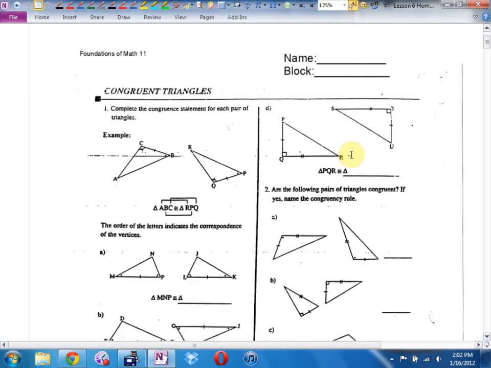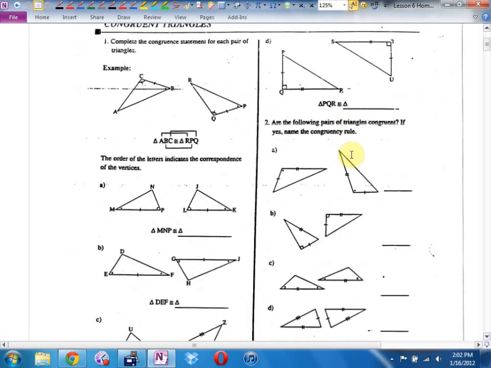Example 1A says, write the corresponding congruency. So triangle MNP is congruent to triangle what? What goes with M? K, J, L, Y. What congruency rule do I have here? Side, side, side? No. Which one? Let's write down next to here, ASA. That's what you're going to do for the rest of number one.